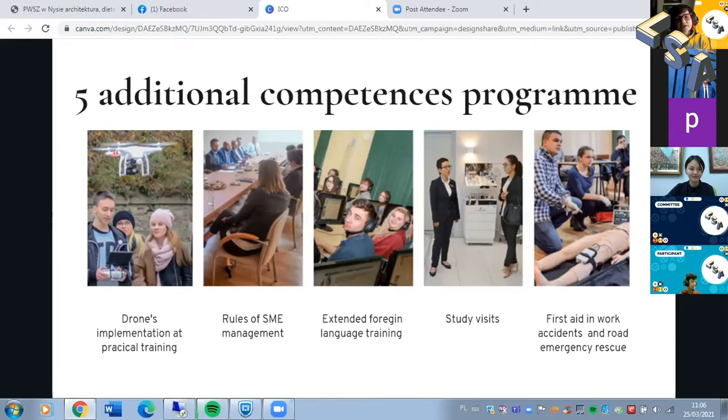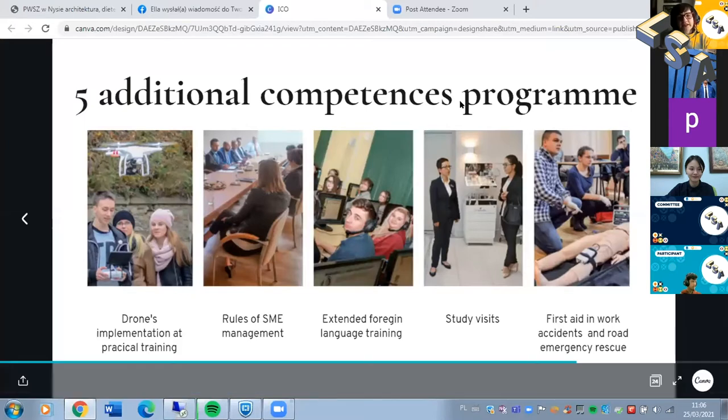The second is rules of small and medium management. And here we teach students to be ready after school to open private companies directly.